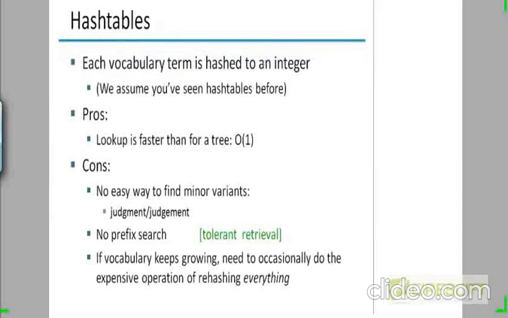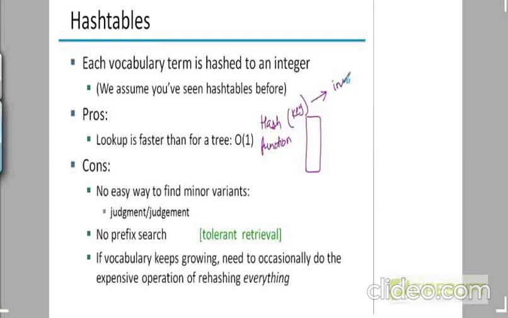Let's look at hash tables first. I'm just going to give a very high level overview, and I would recommend that you go and look up these data structures in a data structures or algorithms book. So in a hash table, you have a hash function which takes in a key and maps that key to an integer.